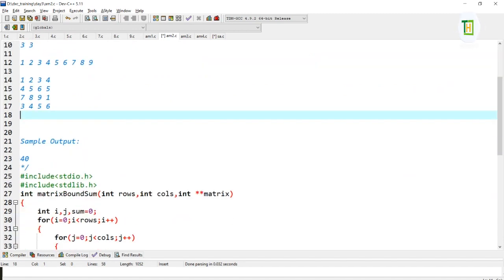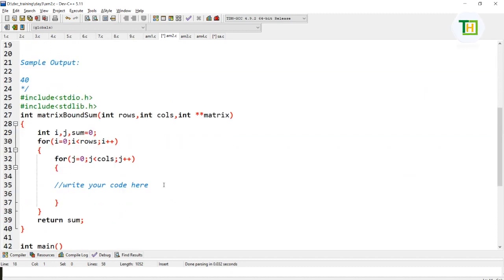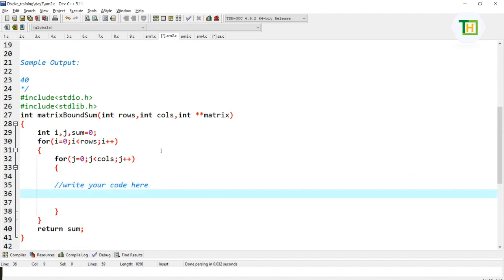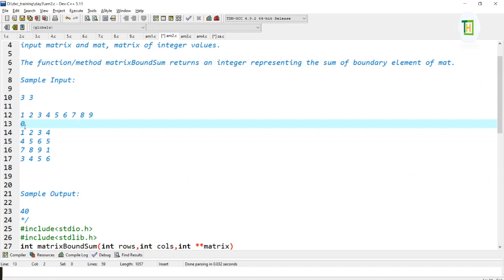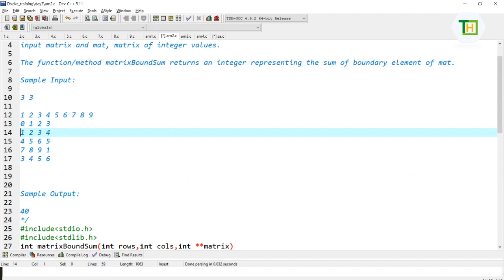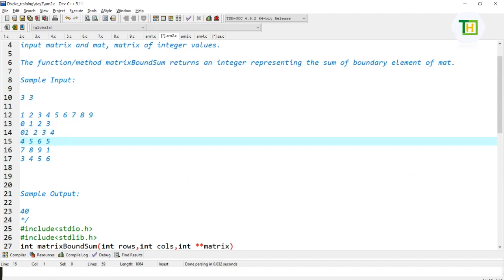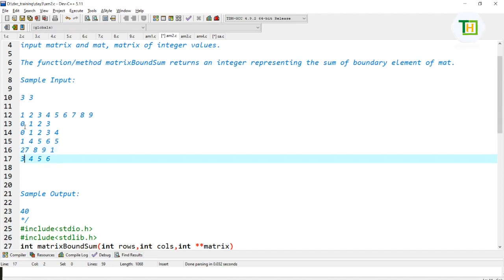But for this question, we have to write our own code. There is no code at all. We have to fill the code here. For this type of question, for example, just observe here, if it is 4 by 4, I'm going to write this is 0, 1, 2, 3. This is 0, this is 1, this is 2, this is 3.